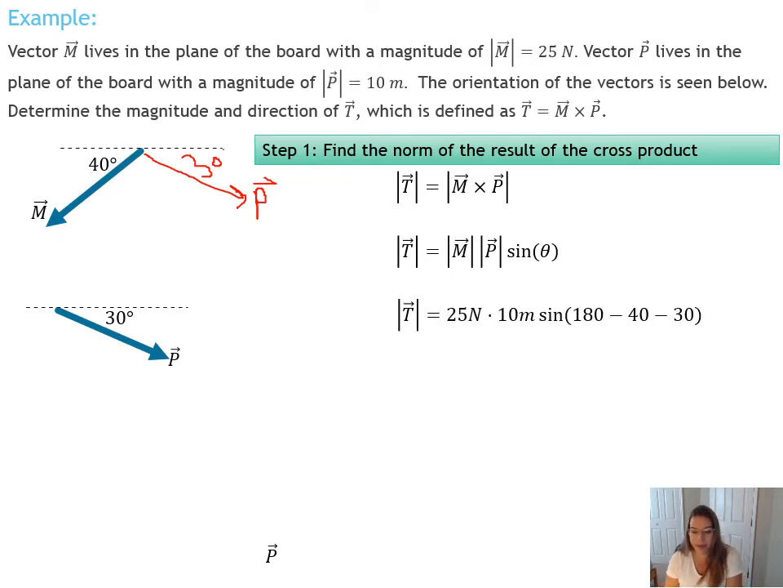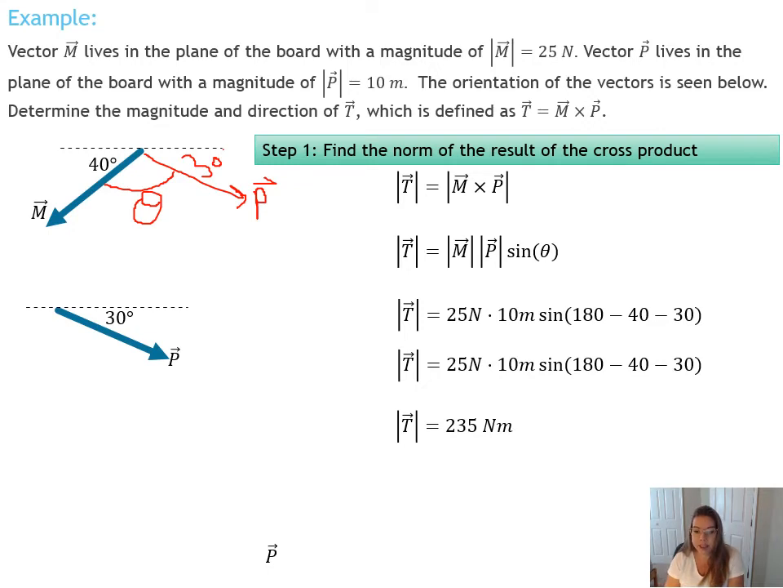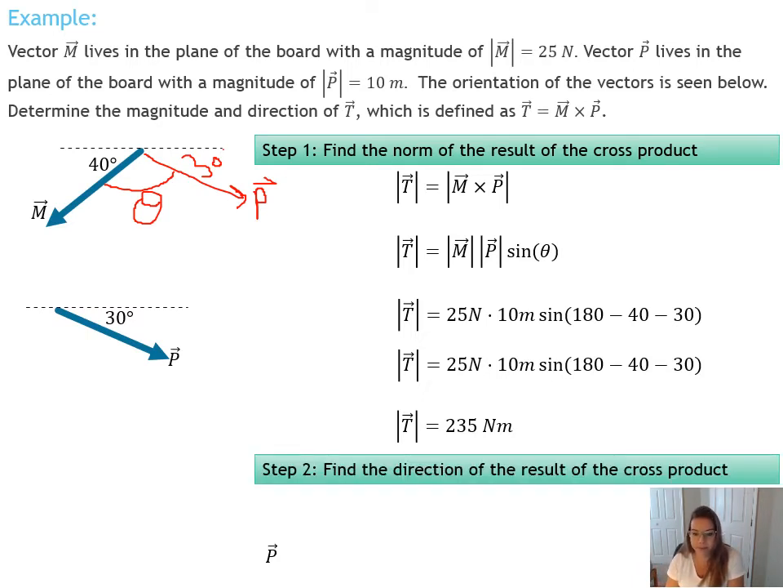All right, so I'm going to plug in some numbers. The norm of M was 25 newtons, the norm of P was 10 meters, and I'm taking the sine of the smallest angle between them. That would be this angle here, that angle theta that I'm looking for. So that would be 180 minus 30 minus 40. Plug all of that into your calculator, and you should get 235 Newton meters. Don't forget your units. You had newtons and you had meters. You multiplied them together. That gives you a Newton meter.